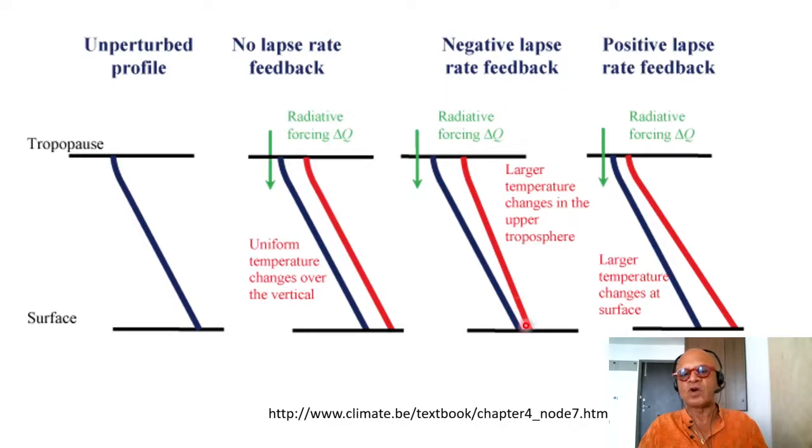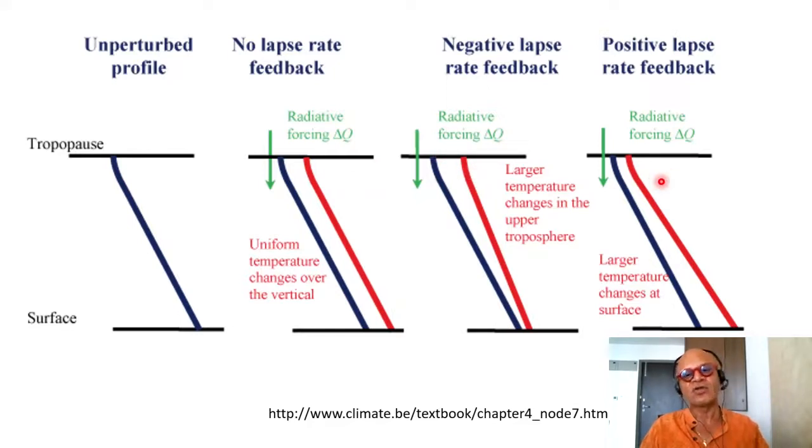If the warming is less near the surface and more above, then larger temperature changes will happen in the upper troposphere. It will be a negative lapse rate feedback, so global warming will be damped by lapse rate changes, whereas if it is a positive feedback, then larger temperature changes will happen near the surface and smaller changes will happen in the upper atmosphere. Why is this negative feedback and why is this a positive feedback?